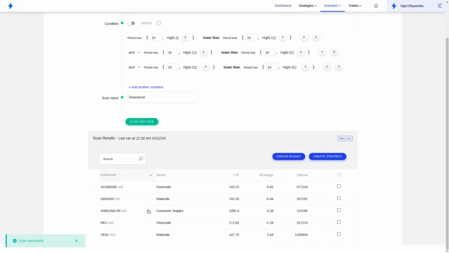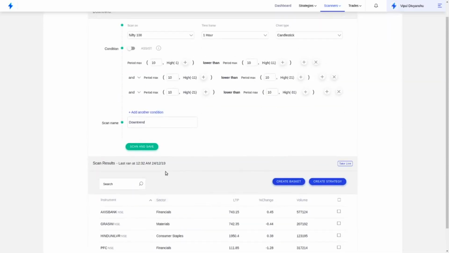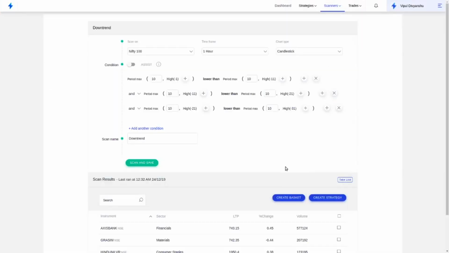Now we get 4-5 stocks: Axis Bank, Grasim, Hindustan Unilever. Let's plot this on a chart and see how it looks. This has been done on Nifty 100. You can change it to Nifty 500 as you wish. So let's look at the charts.